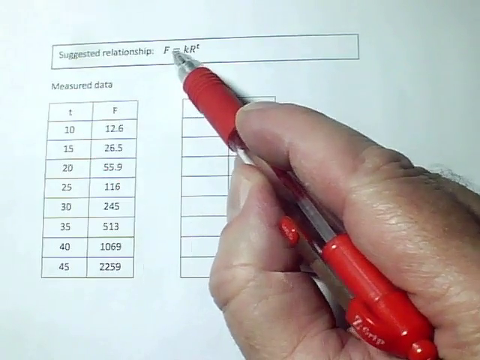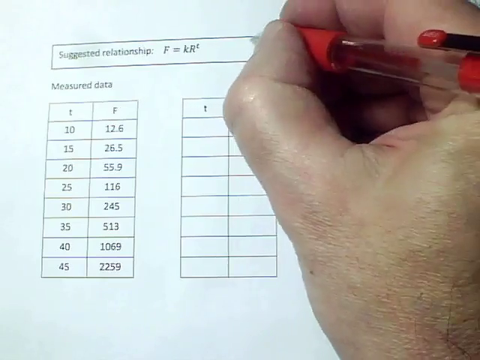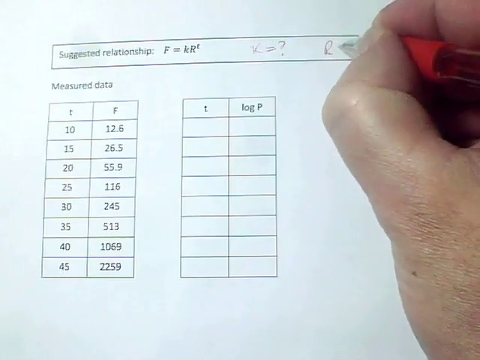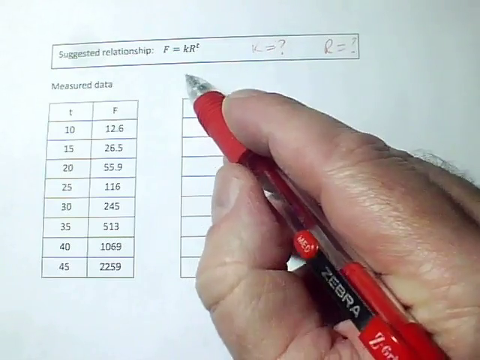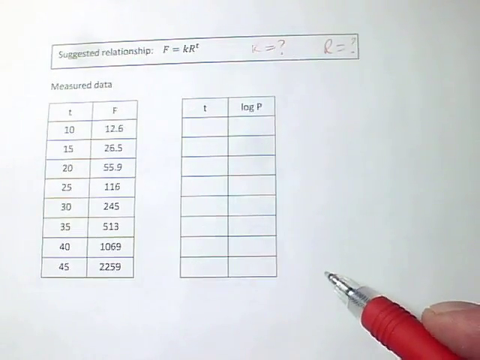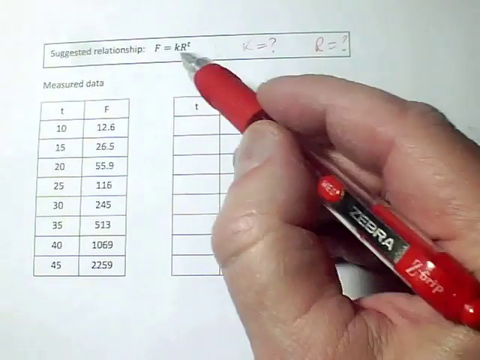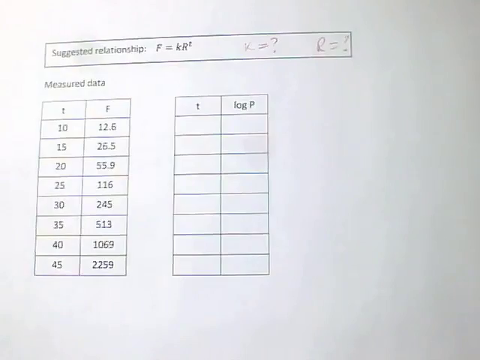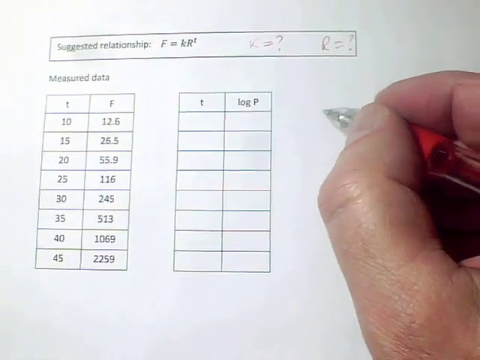Okay, so f is a variable, t is a variable, but k and r are constants to be found. So in order to find a working relationship, I need to know what the numbers k and r are. Okay, t, one of the variables, is tucked away as a hidden power. So that's what gives away to me that I need to use logs. So we do the standard thing with logs.